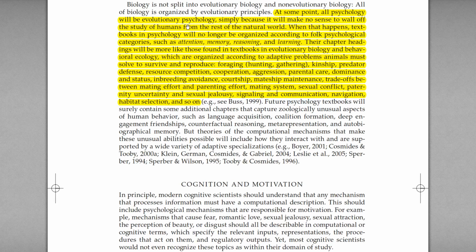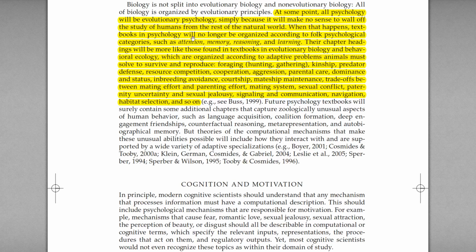At some point, all psychology will be evolutionary psychology, simply because it will make no sense to wall off the study of humans from the rest of the natural world. Again, when we study all other animals, we have other kinds of chapter divisions. We don't have a chapter just on memory or perception or attention. We have chapters divided by foraging, kinship, predator stuff, and other stuff. It's more natural for this kind of science that proposes that human beings do not have a soul that is unique in the animal kingdom. We're just an animal. A more advanced animal, but still just an animal.